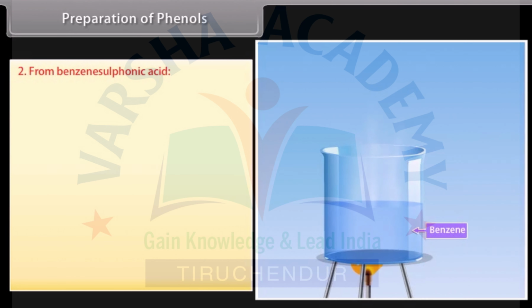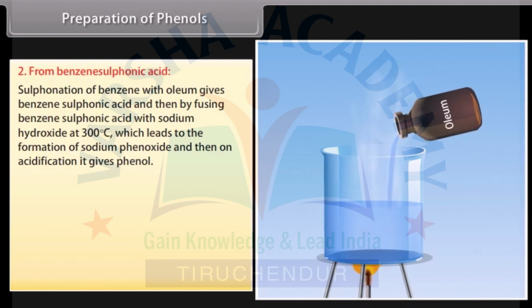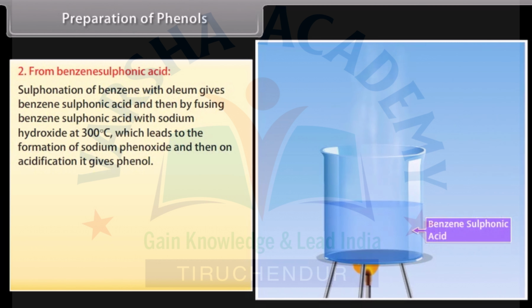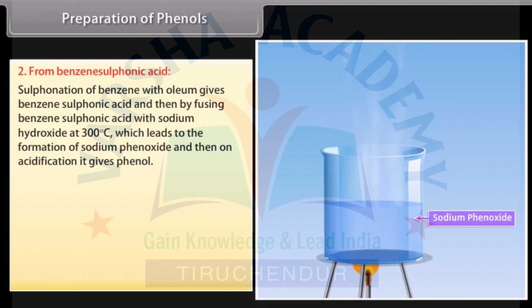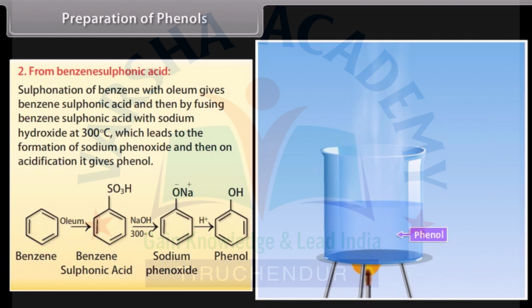From benzene sulfonic acid. Sulfonation of benzene with oleum gives benzene sulfonic acid. Then fusing benzene sulfonic acid with sodium hydroxide at 300 degrees Celsius leads to the formation of sodium phenoxide, and on acidification it gives phenol. Benzene is sulfonated using oleum to form benzene sulfonic acid, and then on heating with sodium hydroxide, it forms sodium phenoxide. On acidification of the solution, it results in phenol.